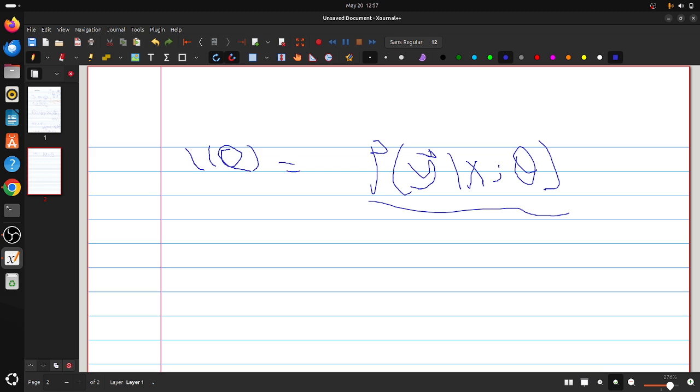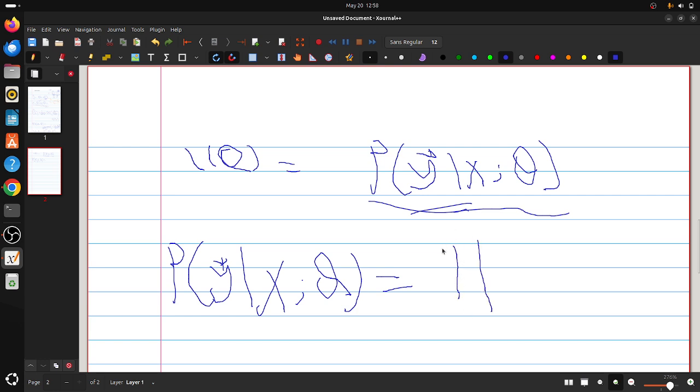Now, since we are still looking at the independence of the error, the probability of all the observations will be equal to the product of all the probabilities, where i is equal to 1 up to m, the product of the probability of yi given xi parameterized by theta.